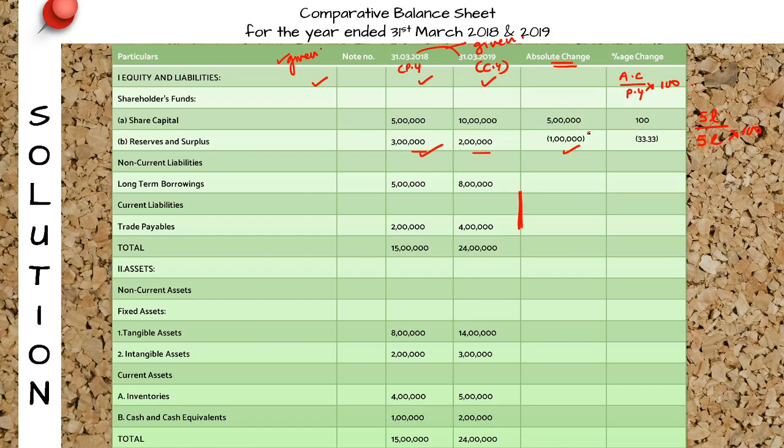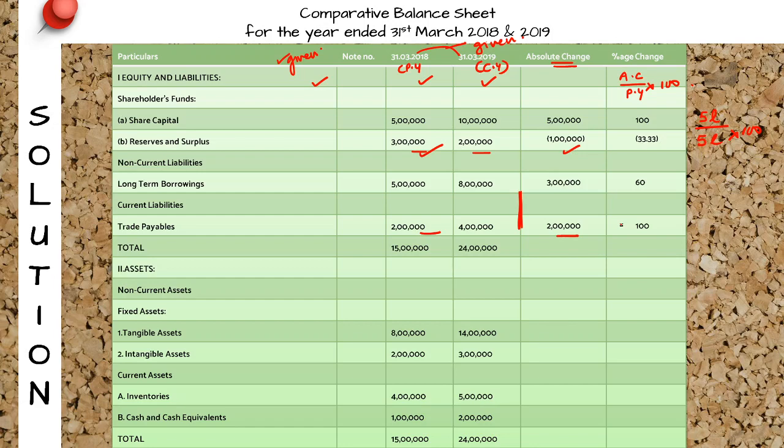Similarly, in case of long-term borrowings, as you can see, it is an increase in the amount of long-term borrowings by 3 lakh. 3 lakh upon 5 lakh into 100 is 60%. Then in case of trade payables, again an increase in the value of trade payables, 2 lakh. So 2 lakh by 2 lakh into 100 is 100%. Then we have the total.